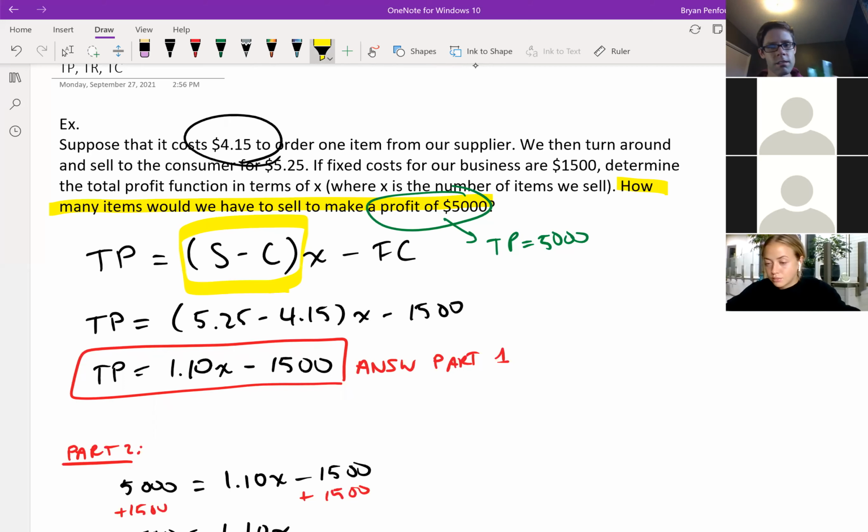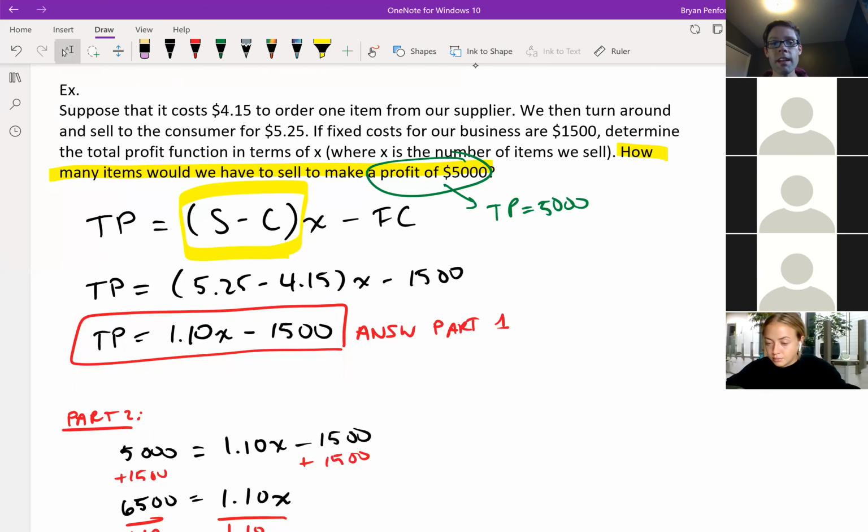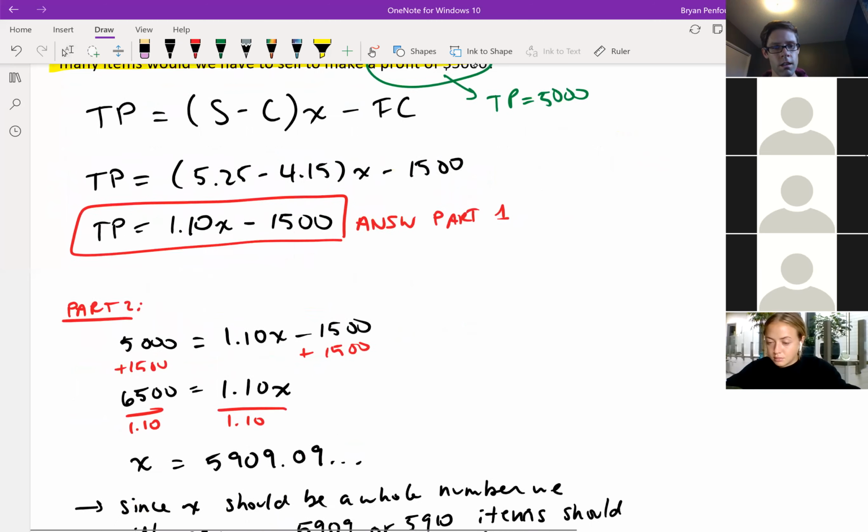Sorry, is the 5,910 an answer? Isn't that in dollars? That's going to be in items. Oh, I don't understand then. How did that translate into items? Maybe I can sort of understand that. Maybe if you could clarify that for me, I would appreciate that.